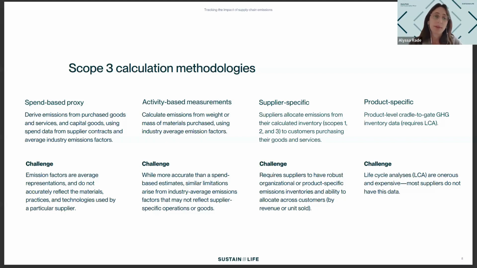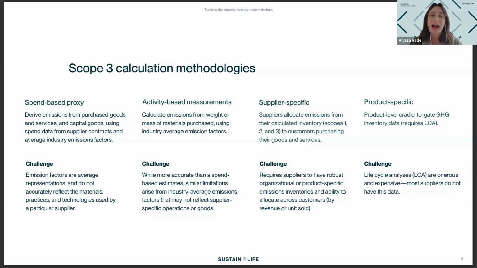Oftentimes, companies then move to something like an activity-based measurement. And so that's calculating emissions from something like the weight or mass of materials that are purchased, and again, uses industry average emission factors. So while this is a little bit more accurate than the spend-based estimate, there are similar limitations because, again, you are using industry average emission factors that might not reflect the specific supplier practices or operations that are going into the creation of the goods and services that you buy or that your customers buy from you.